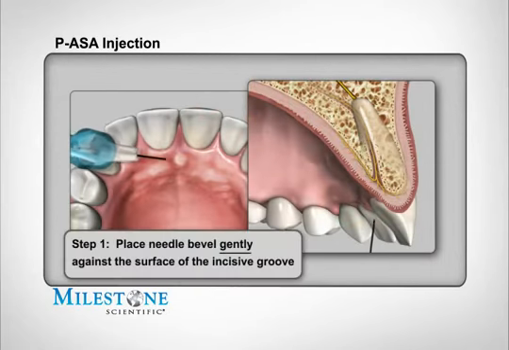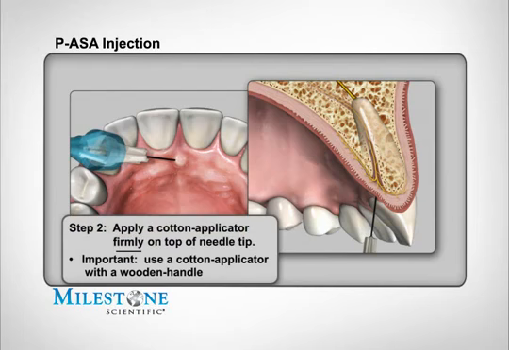Start the PASA injection by using the pre-puncture technique. Gently place the bevel of the needle against the surface at the incisive groove. Step 2. Stabilize the needle by applying firm pressure from a cotton applicator. It's best to use a wooden handle cotton applicator so that positive pressure can be applied. The applicator also absorbs any excess anesthetic solution and makes for a more comfortable needle entry.